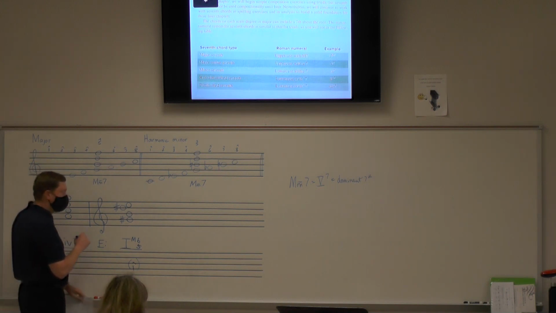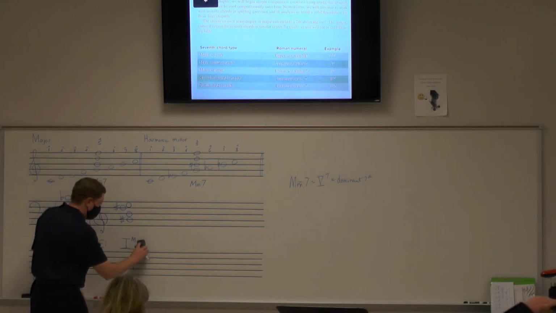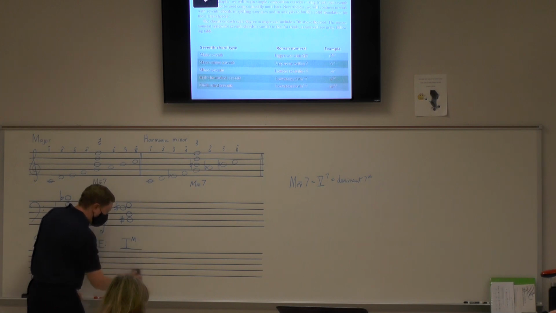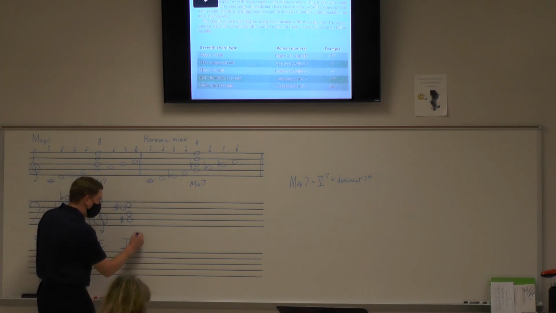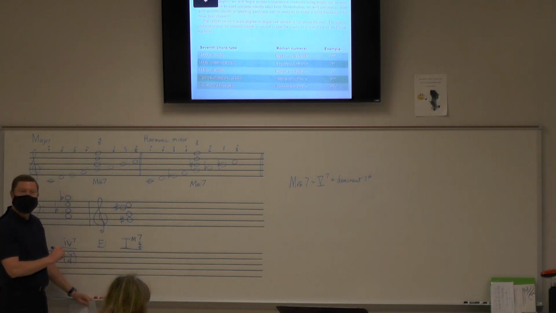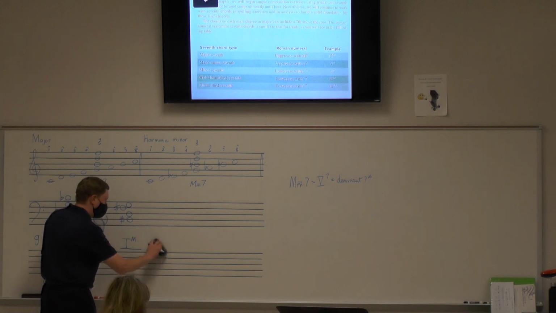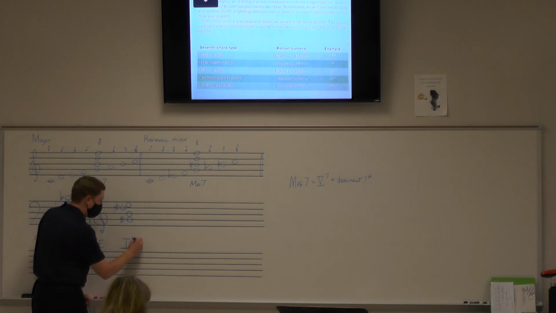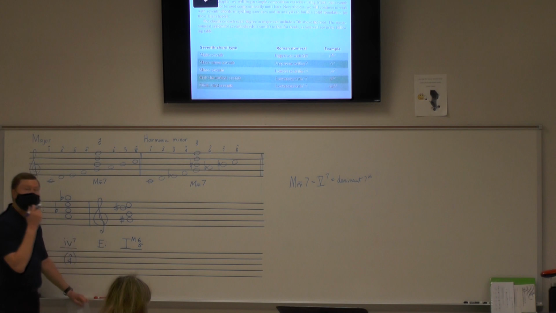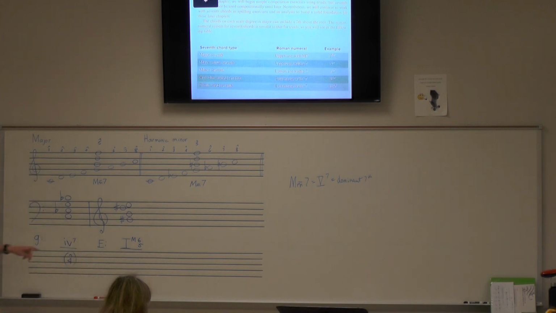Some students think you have to write the 7 always, and then show the inversion symbol as well. No. The inversion symbols we talked about last class are in place of, or instead of, the 7. You only use 7 when the seventh chord is in root position.